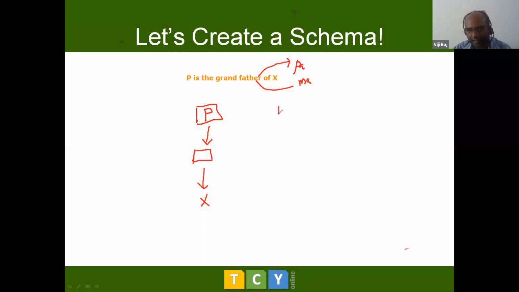The other possibility is P is the father of X's mother. Get it? So we have to consider both the possibilities. So there are two possibilities here. When it is not defined if the grandfather is maternal or paternal, we have to make two diagrams. This is the first diagram considering the first possibility, and this is the second diagram considering the second possibility.